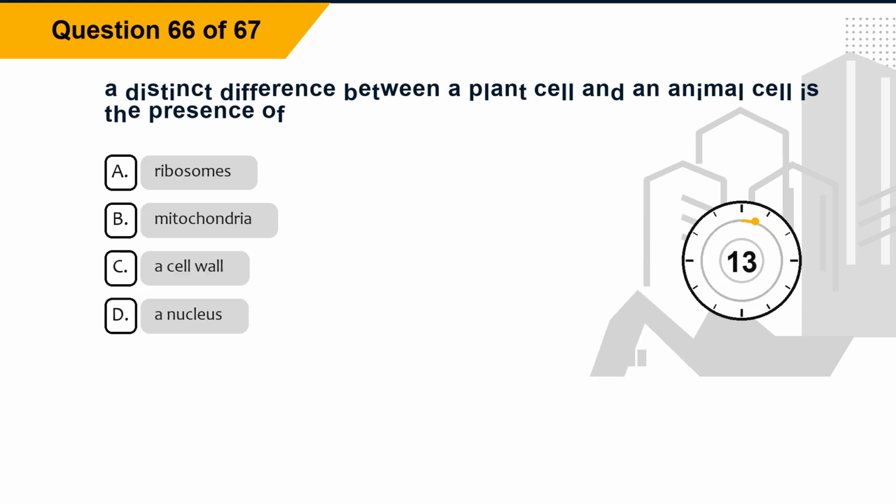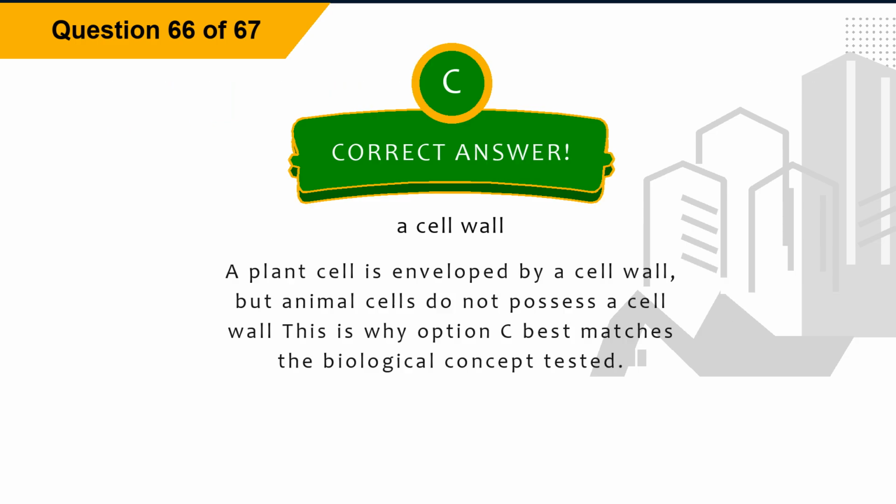Question 66. A distinct difference between a plant cell and an animal cell is the presence of option A, ribosomes, option B, mitochondria, option C, a cell wall, option D, a nucleus. The correct answer is option C, a cell wall. Explanation. A plant cell is enveloped by a cell wall, but animal cells do not possess a cell wall. This is why option C best matches the biological concept tested.